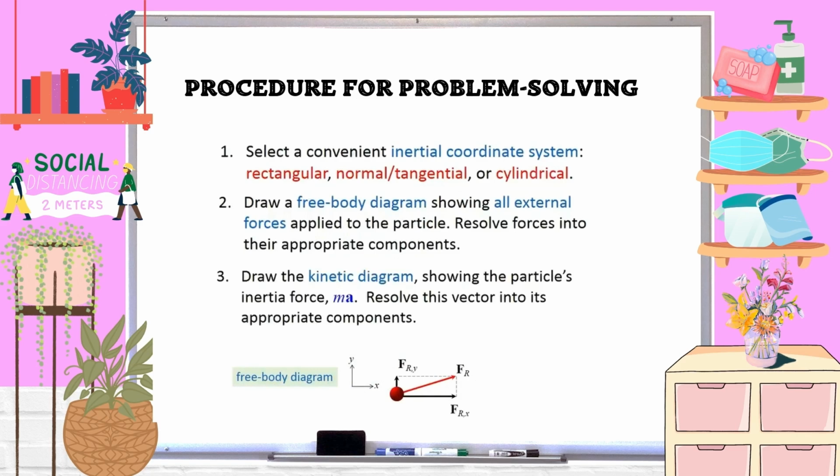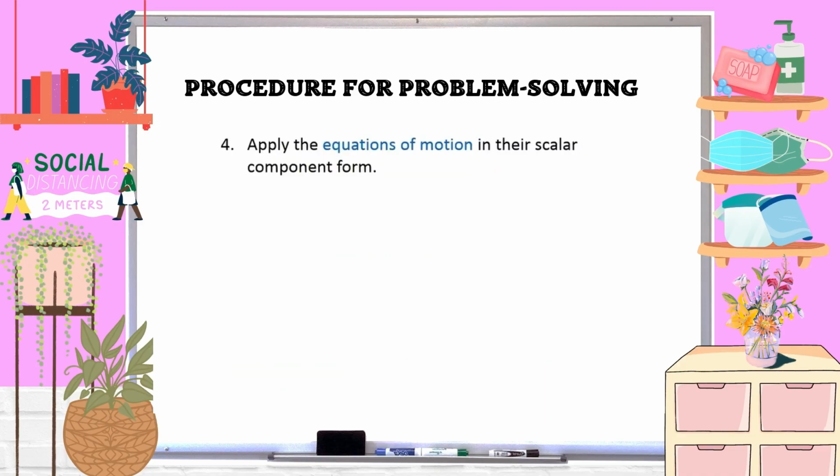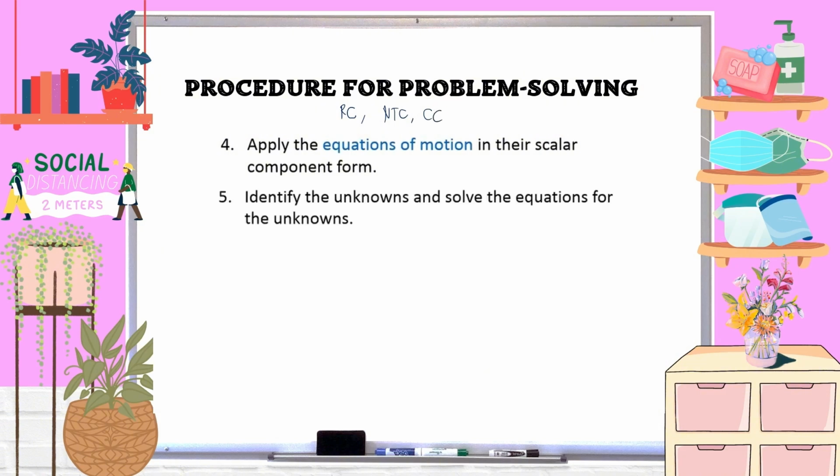In step 3, we will draw the equivalent kinetic diagram showing the particle's inertia force ma, which has the same direction as the resultant force from the free body diagram. Step 4, we will apply the equation of motion in its scalar components. In scalar components, meaning rectangular components, we will have different representations, likewise in normal-tangential coordinates and cylindrical coordinates. Fifth step, identify the unknowns and solve the equations for the unknowns.